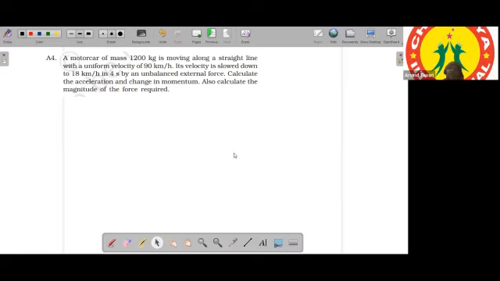See, beta, remember the SI unit. The SI unit of mass is kilogram. So you will always keep this mass in kilogram. Mass is always measured in kilogram. So 1200 kilogram, no changes. Okay, sir.